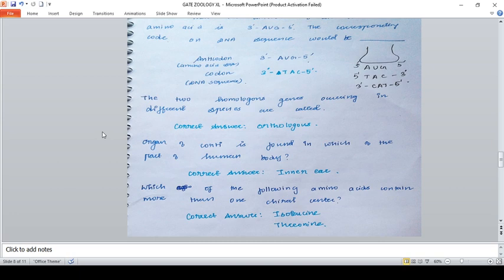So there are two kinds of homologous gene. One is orthologous, another one is paralogous. Orthologous genes originate due to speciation. A new species will be developed, and those kinds of genes are called orthologous. For example, both the dog and humans have hemoglobin. In that case, dog and human are different species, so two homologous genes occurring in different species are called orthologous.